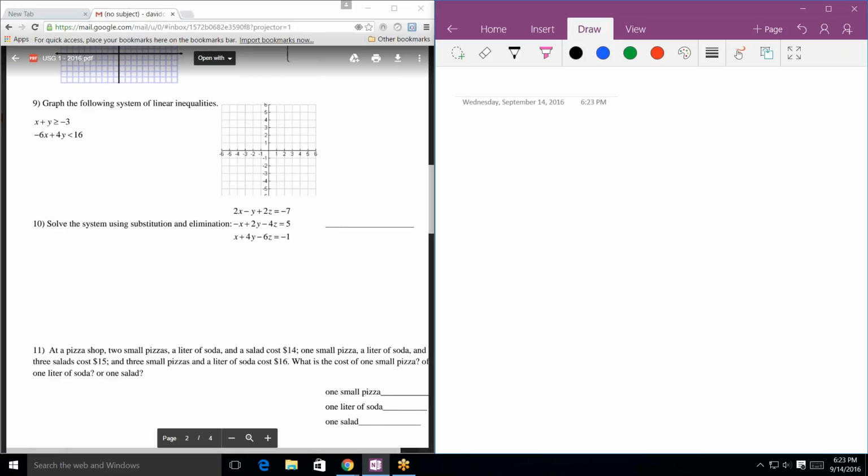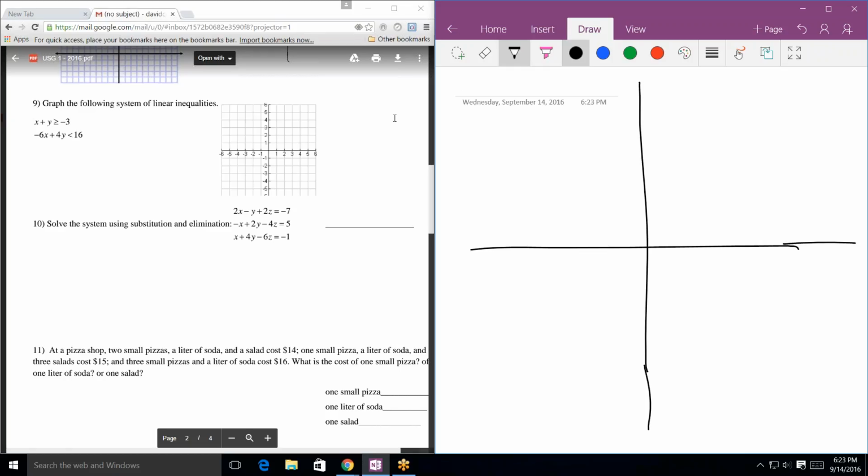So let's graph number 9. Shall we? Yeah, we're going to do that next. I got 2 inequalities here. So how do I go about graphing them?